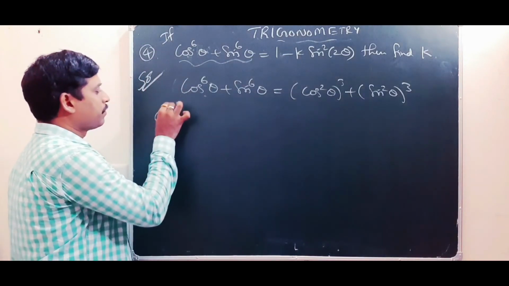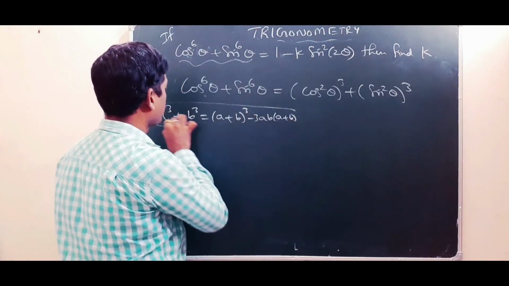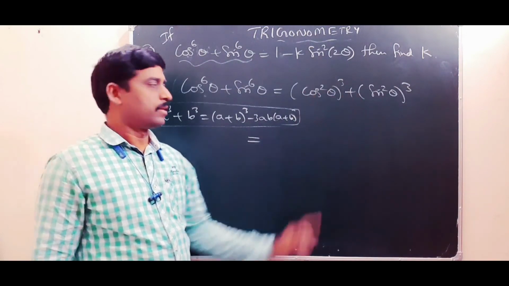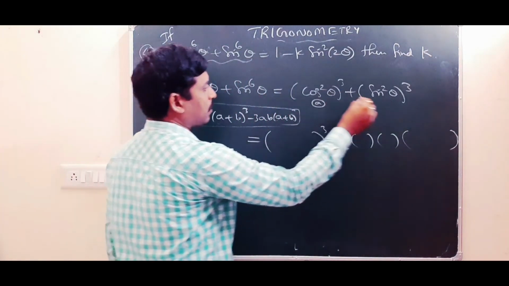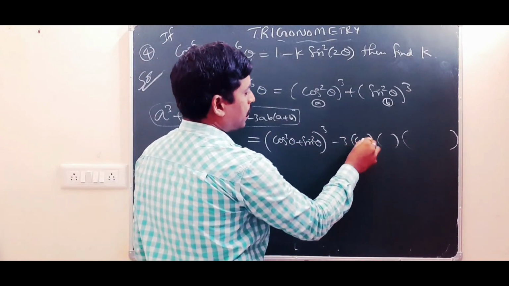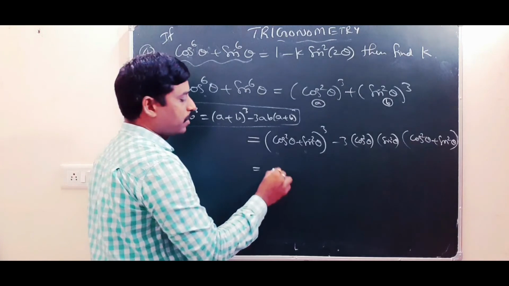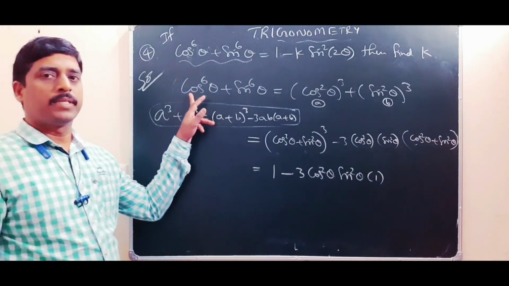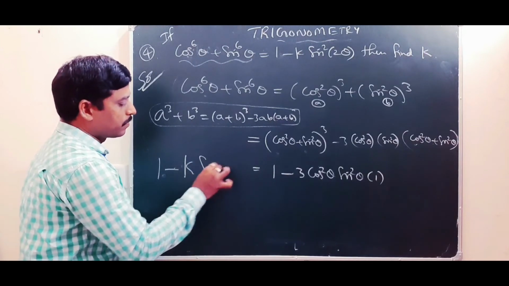This is in the form of a³ + b³. We have the formula a³ + b³ = (a + b)³ minus 3ab(a + b), where a is cos² θ and b is sin² θ. So we get (cos² θ + sin² θ)³ minus 3 cos² θ sin² θ (cos² θ + sin² θ). Cos² plus sin² value will be 1, so 1 minus 3 cos² θ sin² θ. But the value of cos⁶ θ + sin⁶ θ is given in the statement as 1 minus k sin² 2θ.